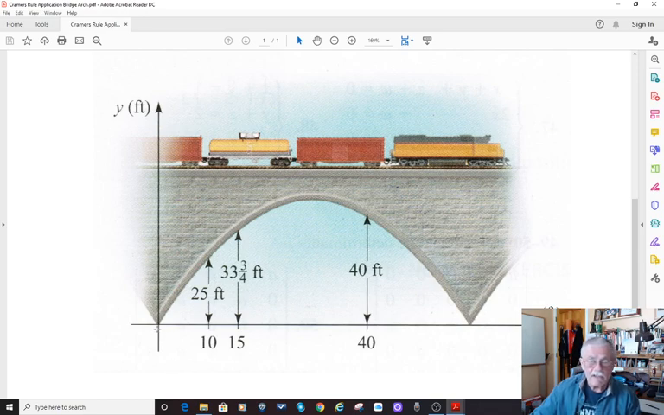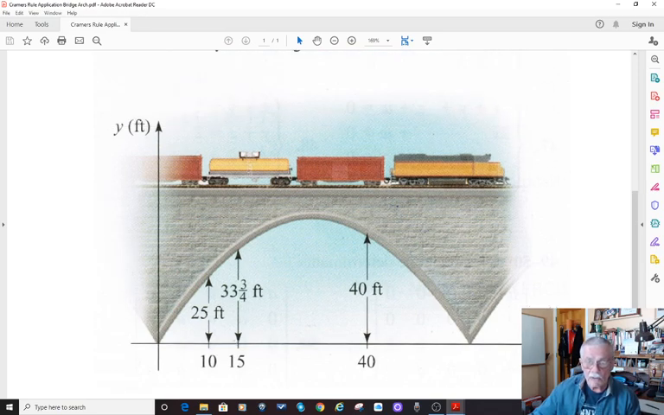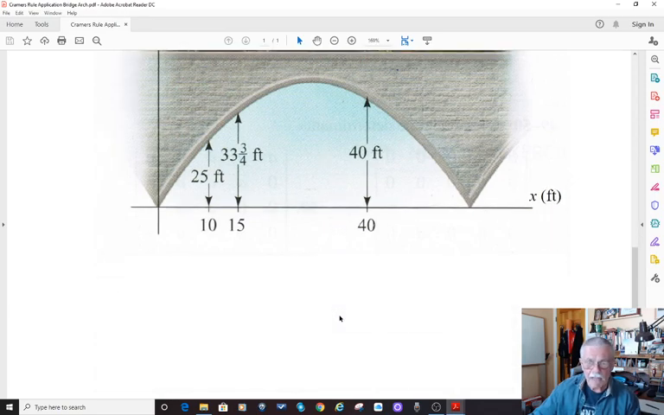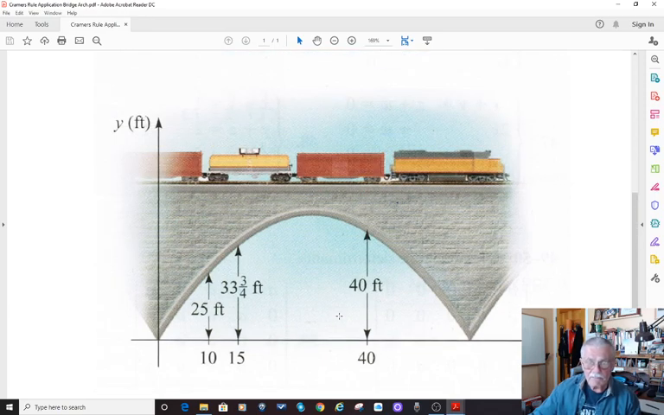So we have a coordinate system. We have x's and y's, of course. And 10 feet out, he measures the height is 25 feet tall, and 15 feet out, the height is 33 3/4 feet. And he measures 40 feet out, where the height is 40 feet. And by the way, once you know the equation of the parabolic arc here, you could determine the max height, things of that type. So, okay, this is the problem we're doing.